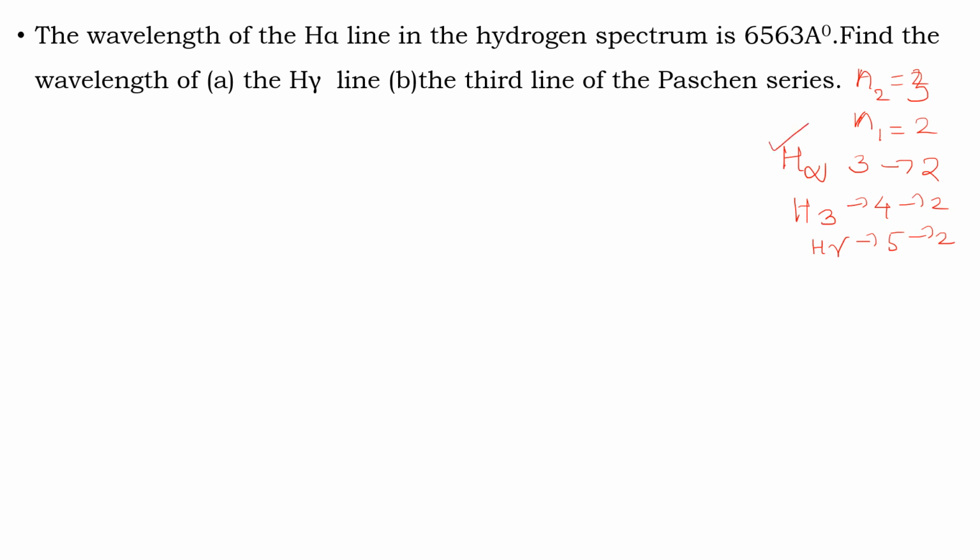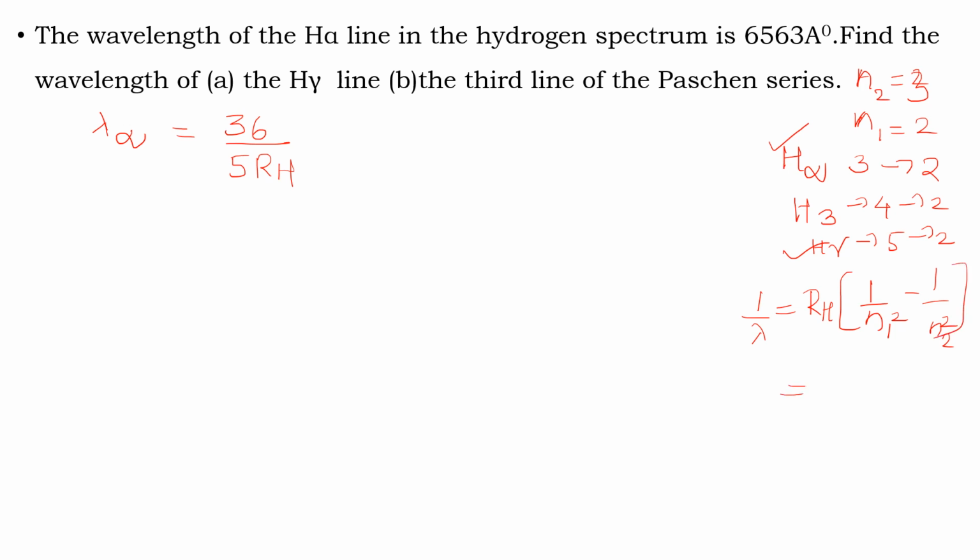Here we are considering the H alpha and H gamma lines, that is 3 to 2 transition and 5 to 2 transition. The wavelength of the H alpha line is already given. The wavelength corresponding to the H alpha line can be represented as lambda alpha, and this lambda alpha is 36 divided by 5 RH. According to the equation, 1 by lambda is equal to RH into 1 by n1 square minus 1 by n2 square.